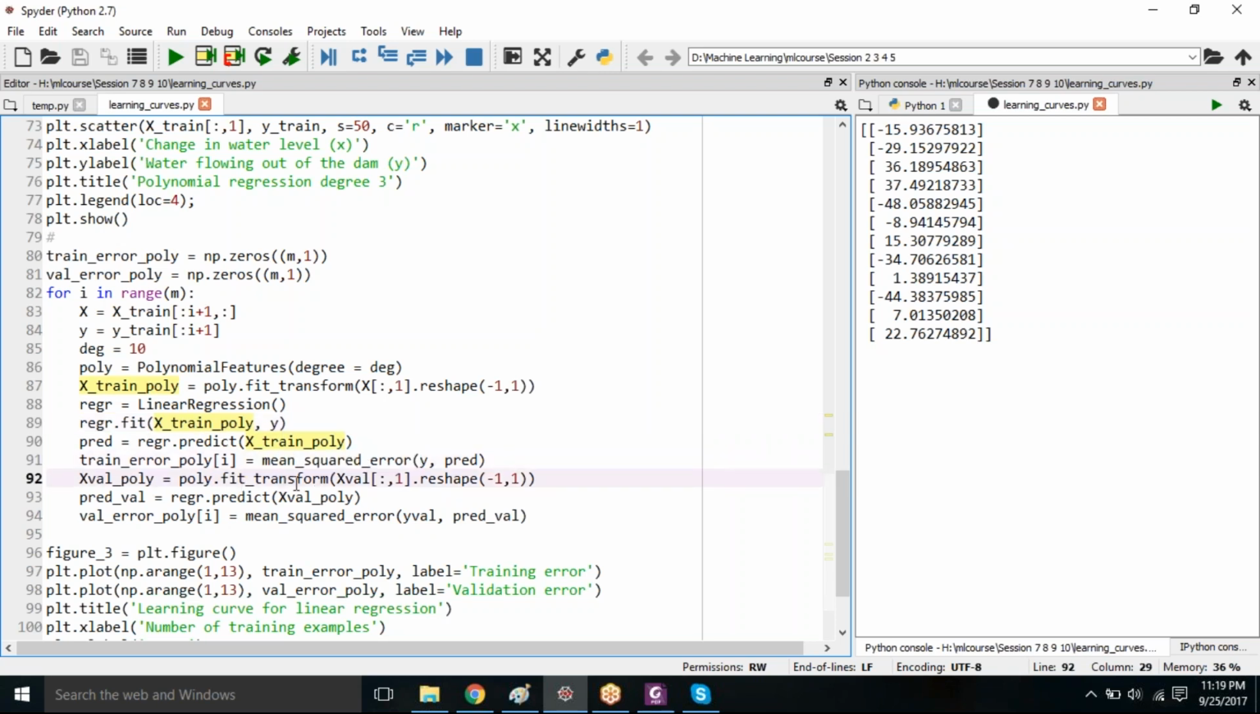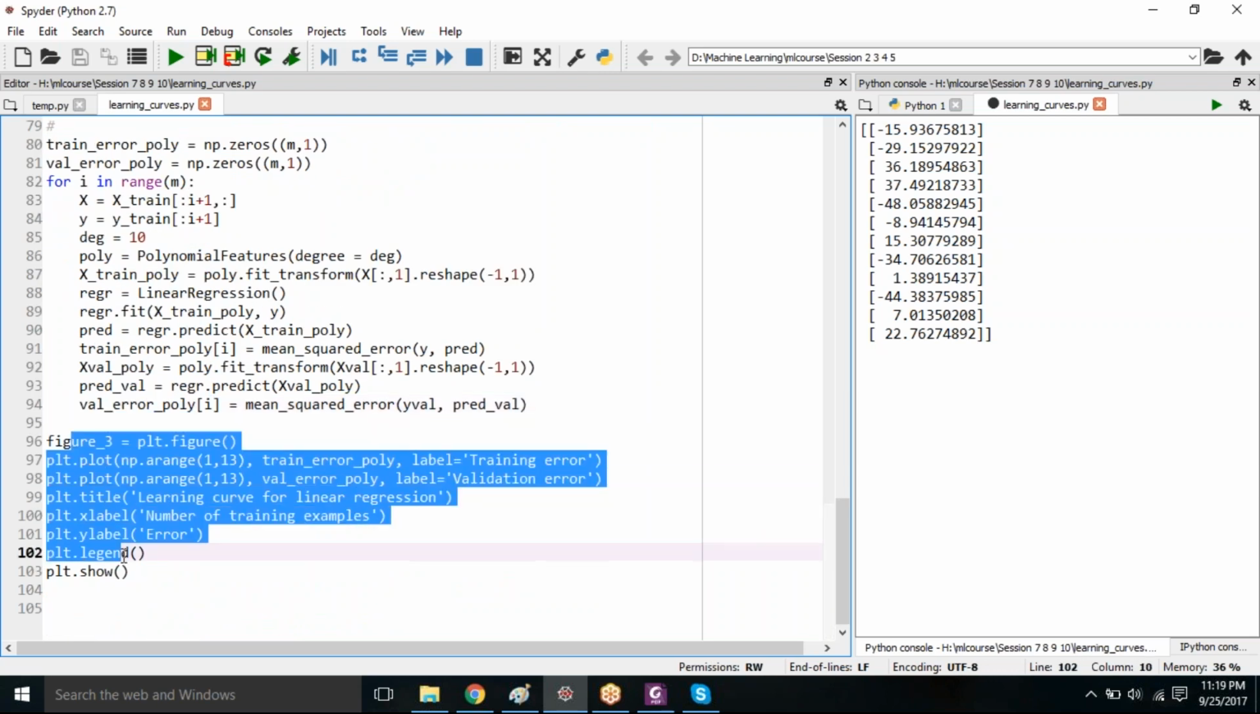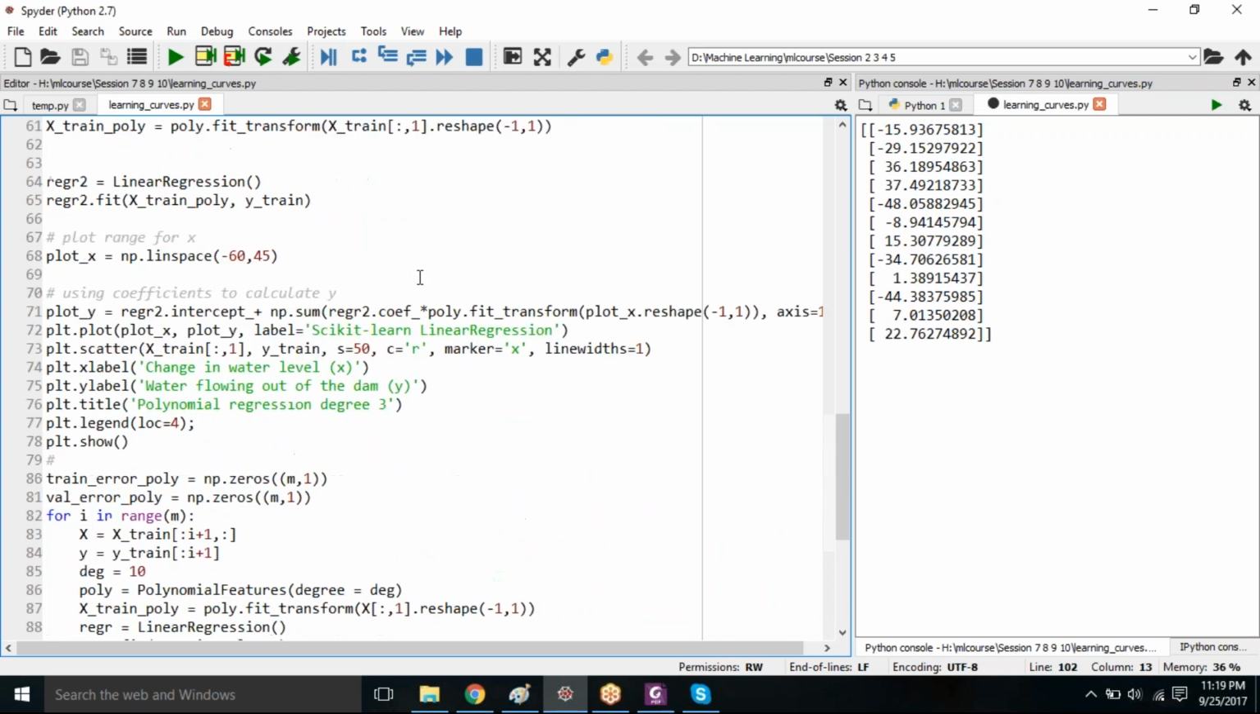Now validation data, again validation data has to be also transformed in order to get the 10 degree polynomial features, right? 10 features, x1, x1 square, x1 cube, like that. So from validation data also I have transformed. Then I have predicted it through the validation data, and then you can calculate the mean square error and you will get the validation error. And finally you have plotted them.